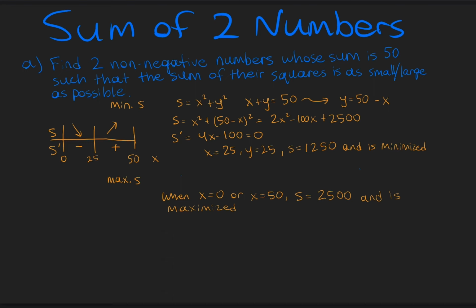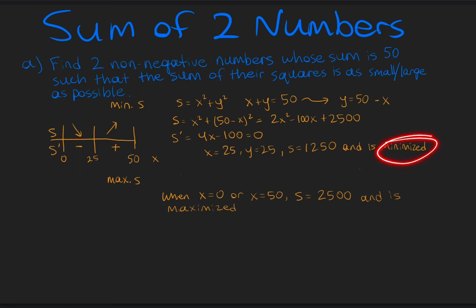So we take the derivative, we get 4x minus 100. We set it equal to 0, and we get x equals 25. From there, we can obtain y equals 25 from plugging x back into that equation. And once we get x equals 25 and y equals 25, we get s equals 1250, and this is the minimum value. Okay, so we basically went through all these calculations.